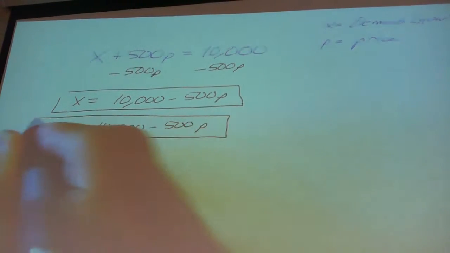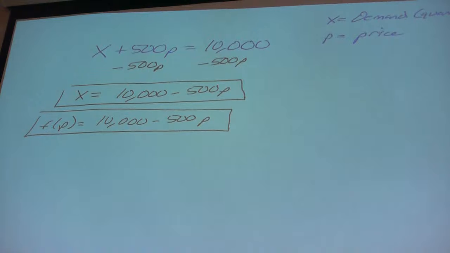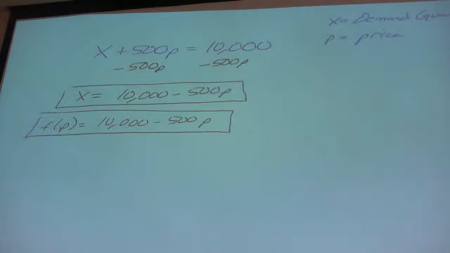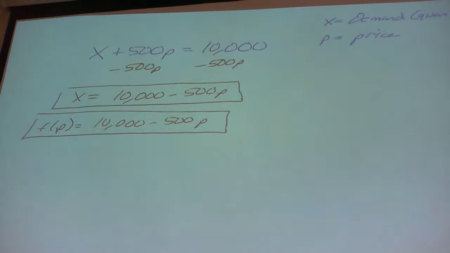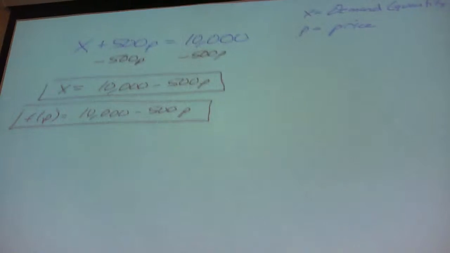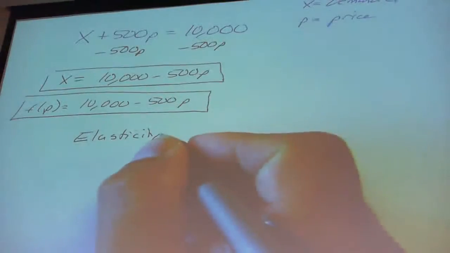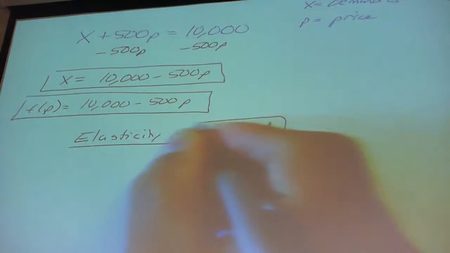So how will these problems start? You'll be given the equation. What's p again? Price. And what's f of p? F of p is x. X is demand. How many? Are we okay? Now, my question is, should I charge $4, $16, or $10? Well, to figure that out, we first have to do elasticity of demand function.